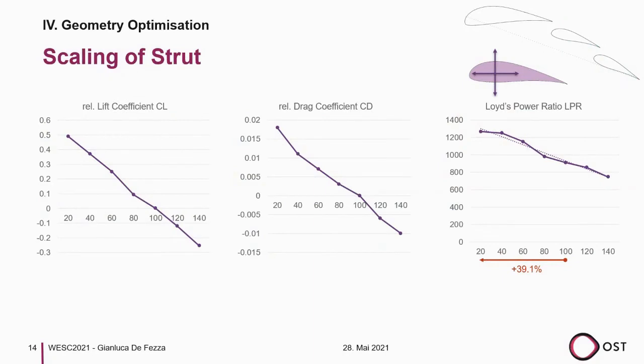Next, we optimized only the scaling of the strut. We have seen here that it is beneficial when we decrease the scale to the minimum of 20%, and we could improve LPR here by almost 40%.